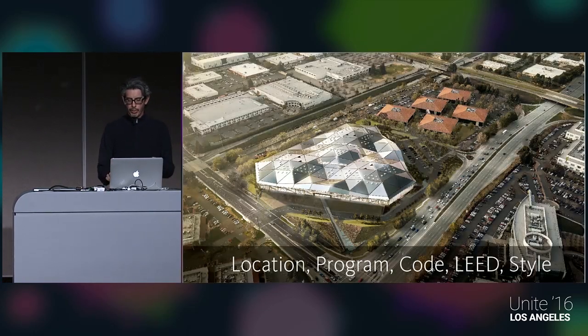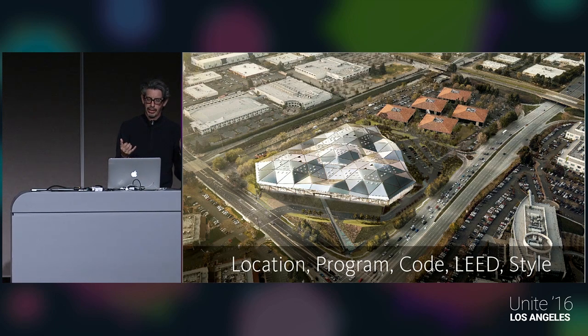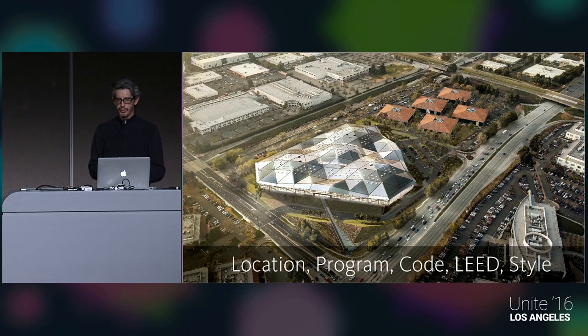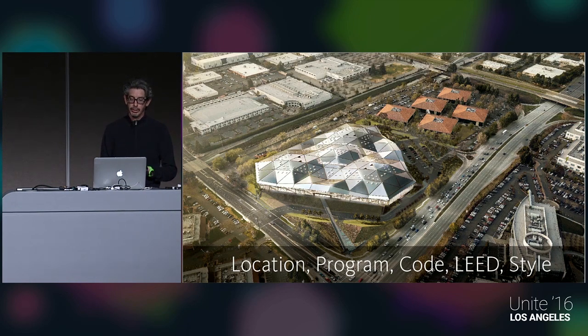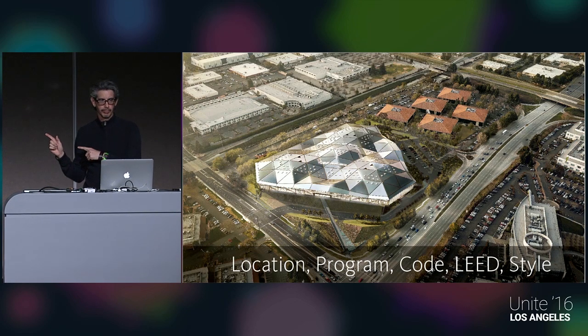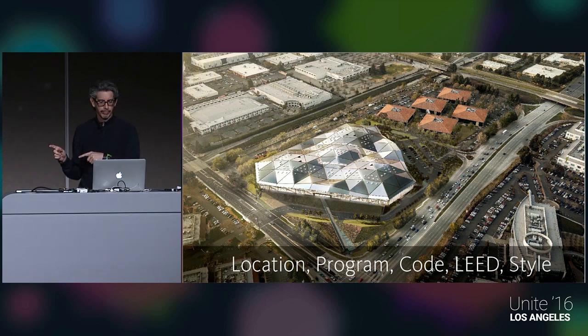What if we were to load up the location of a design that's coming, the program, meaning what goes in it, the code requirements of it, the sustainability requirements of it, and the style? This is the NVIDIA campus that Gensler designed. This was not designed by an AI. But if you were able to get all of these knowns, put them together, and push them through a piece of software, it could come out with this, as long as you gave it a style. But those are all knowns.